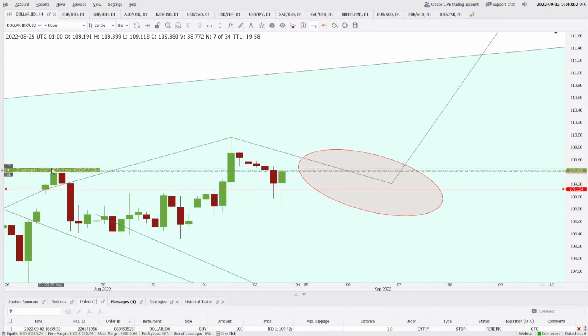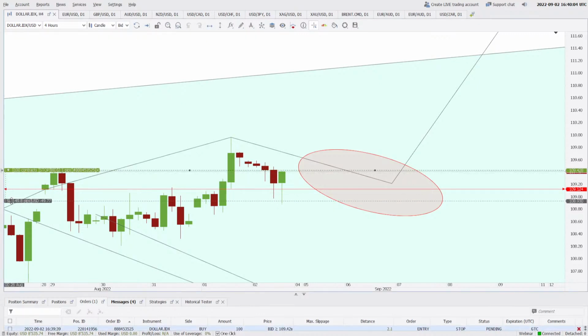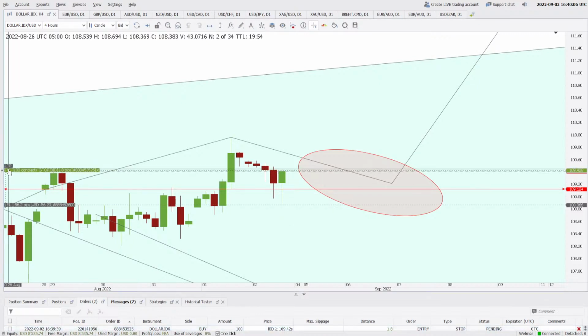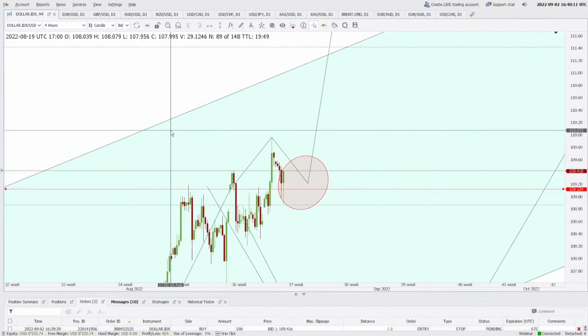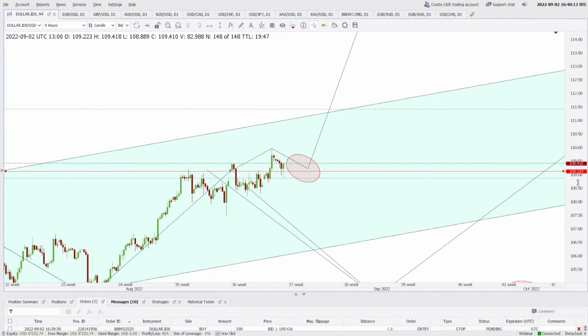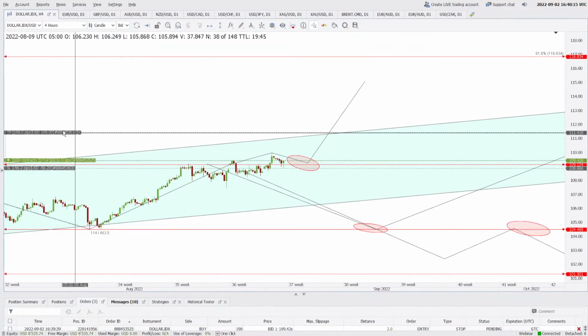And where will be your stop loss? Your stop loss will be below the low of this candle. And where will be your take profit? Your take profit will be the next level of resistance, and the next level of resistance is here.